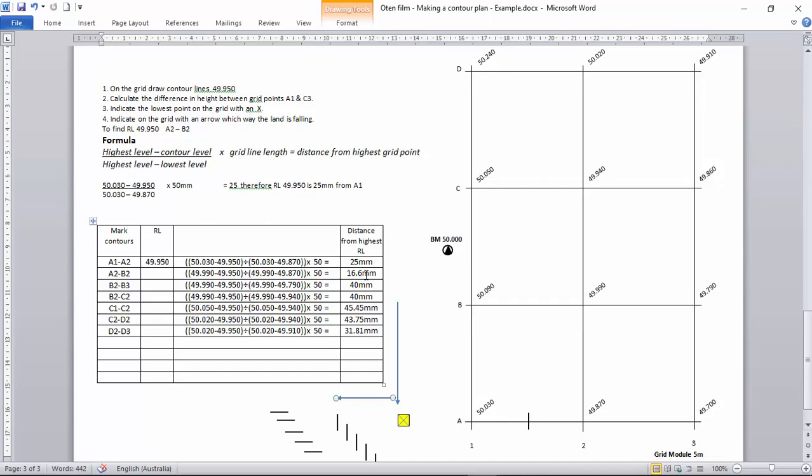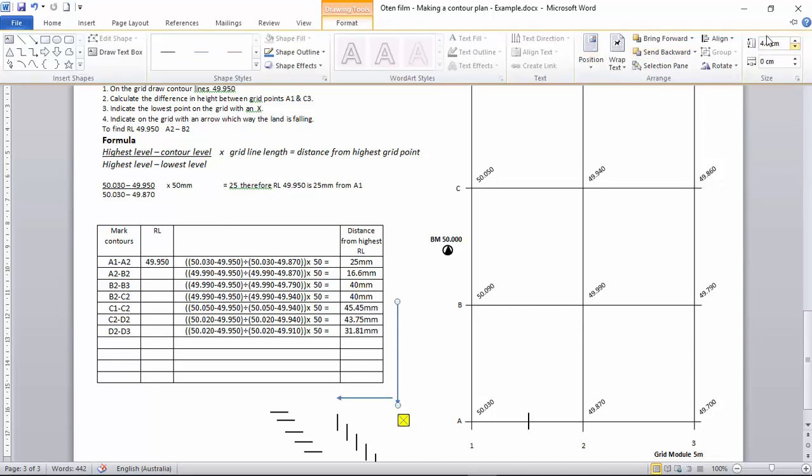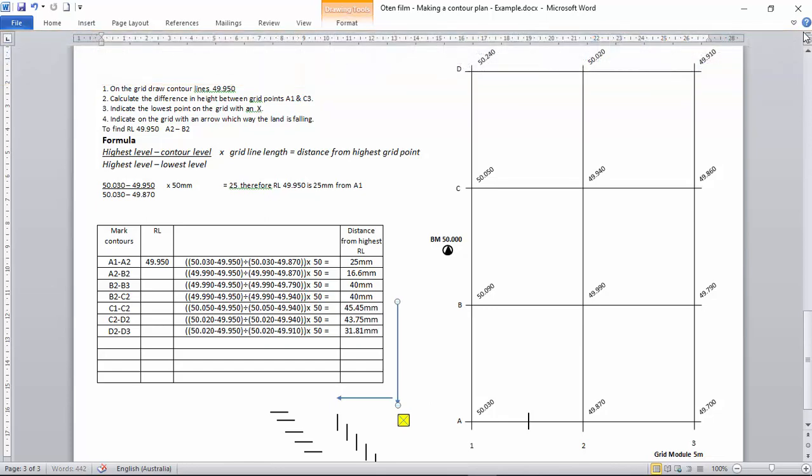Our second point is 16.6, and that's on A2 to B2. So here we have A2 to B2. It's a vertical line, so I left click on the vertical line. I left click on format. I left click on that, and then I put in 1.66. I hit enter. Our line's the correct length. It comes from the highest RL, which is 49.99. I left click over here on one of these tabs, drag it over nice and slow, put it there.